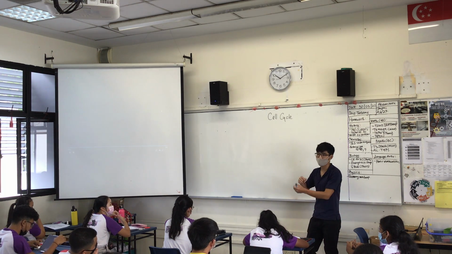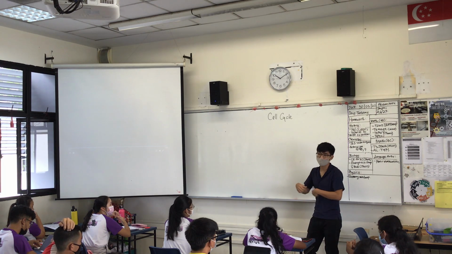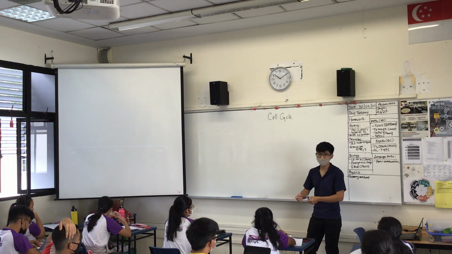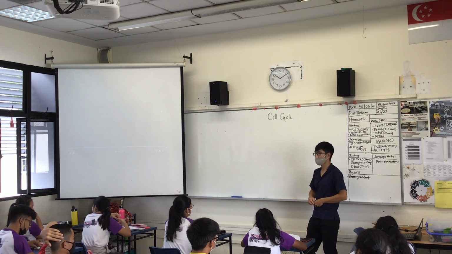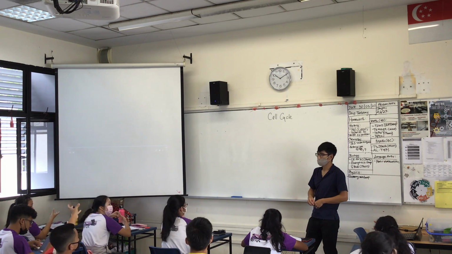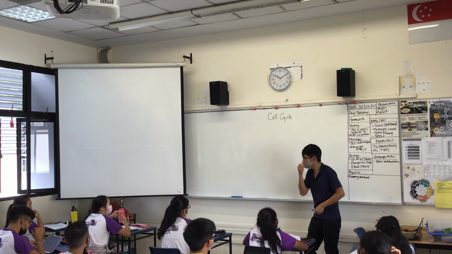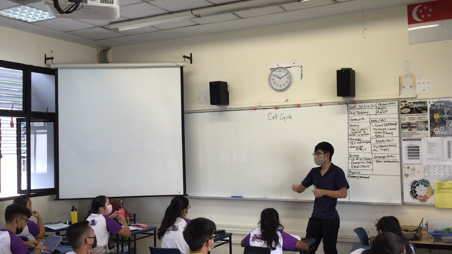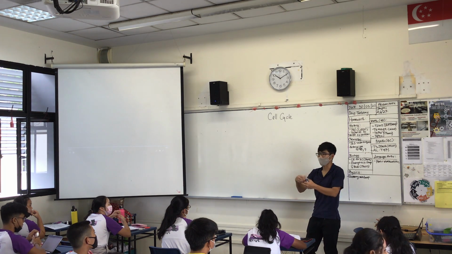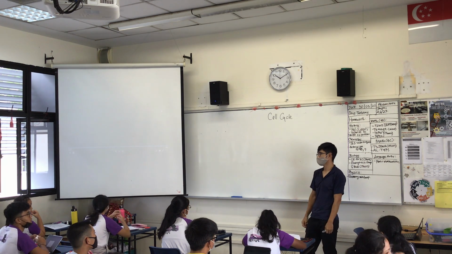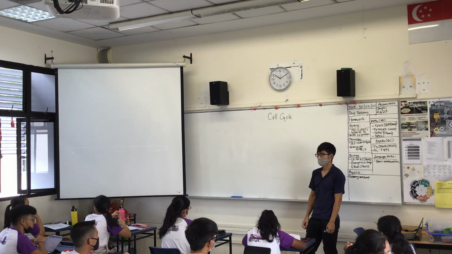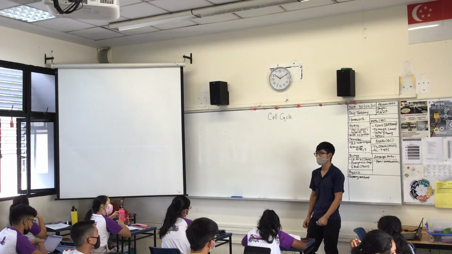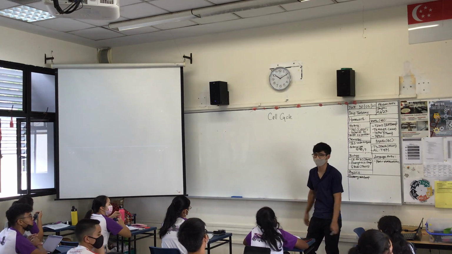Okay, so where does the fertilization take place? Actually, it takes place externally also. So after fertilization takes place, it will start to develop externally. So my question is, why can't animals on land do that?